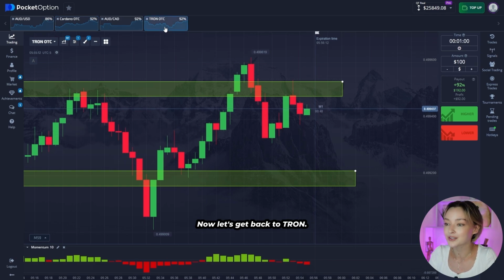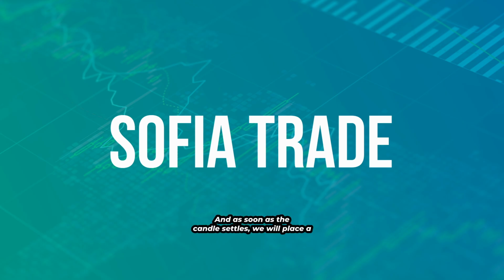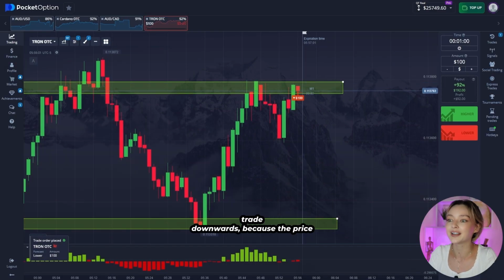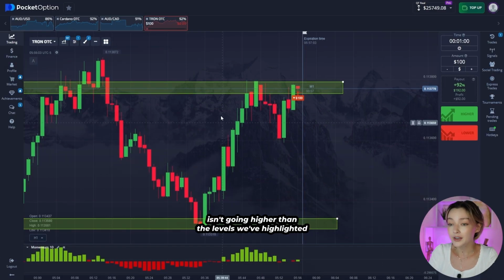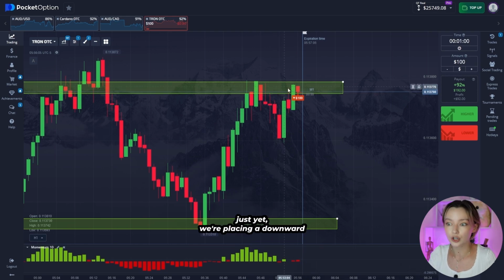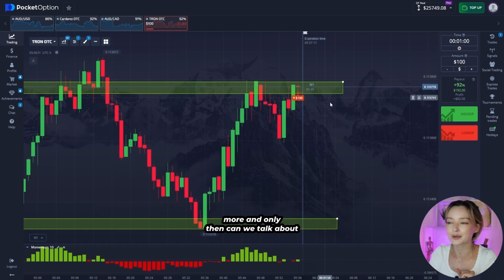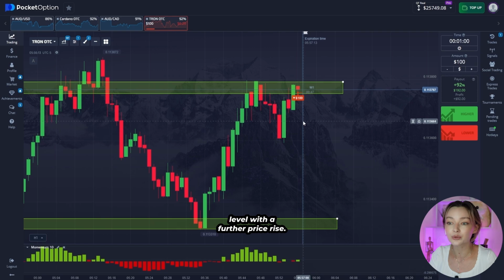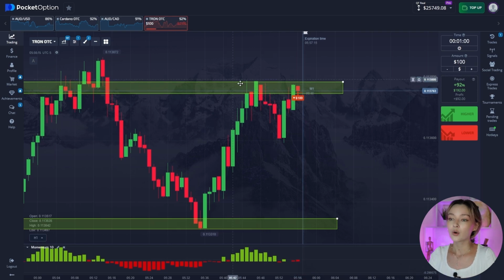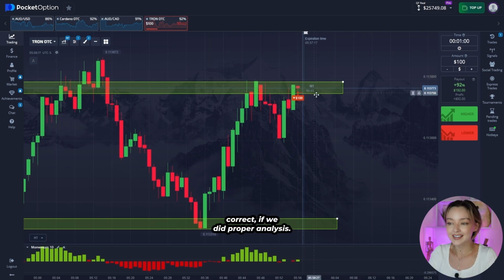Now let's get back to TRON. And as soon as the candle settles, we will place a trade downwards. Because the price isn't going higher than the levels we've highlighted just yet, we're placing a downward trade, implying the price will pull back a bit more, and only then can we talk about some kind of breakout for the level with a further price rise. We'll see if our forecast is correct, if we did proper analysis.